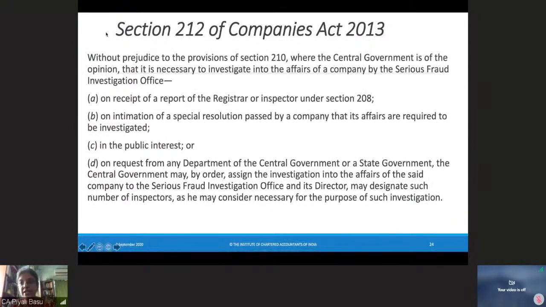210, it is 212. And for you to remember for your exam purpose, if SFIO is asking for an investigation, the other investigation should stop. Alright, so other investigation should stop.